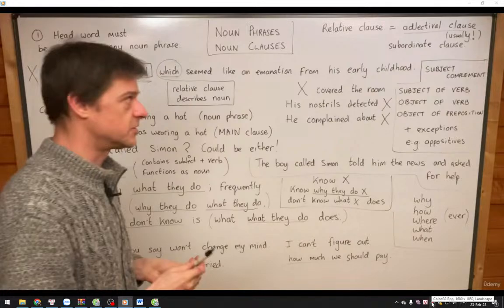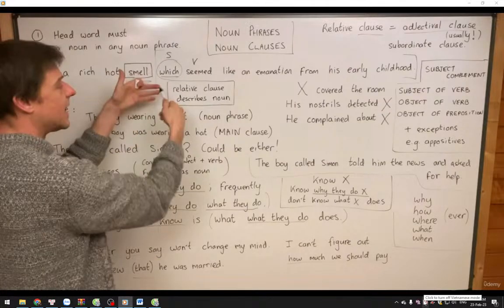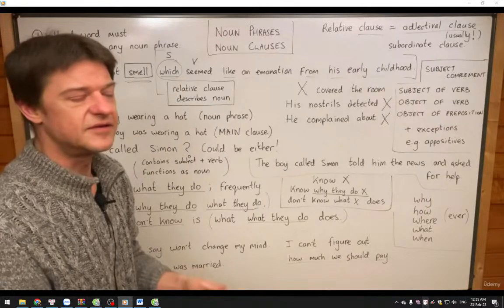And why? Because a clause must have a subject and a verb. And this clause, this relative clause here, does have a subject and a verb. It's right here. The subject is which, it's the smell. Which is a pronoun standing in for smell. It's the smell that seemed like an emanation from his early childhood. So there's a subject, there's the verb. That's a preposition, and then an object, and then another preposition, and then an object. Yeah? And that means that it's a clause. If you've got a subject and a verb as the main elements, it's a clause.